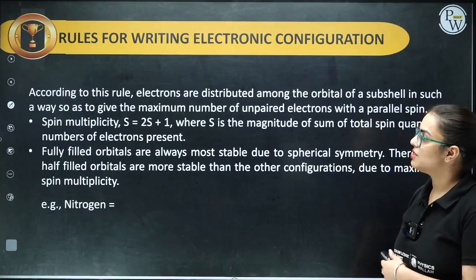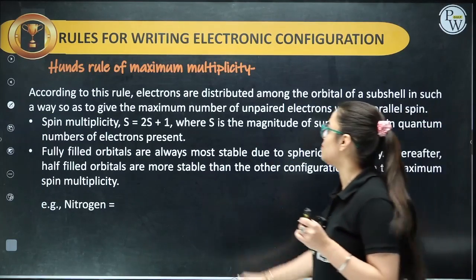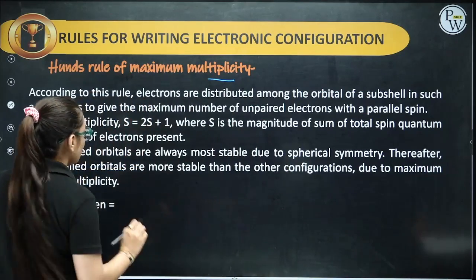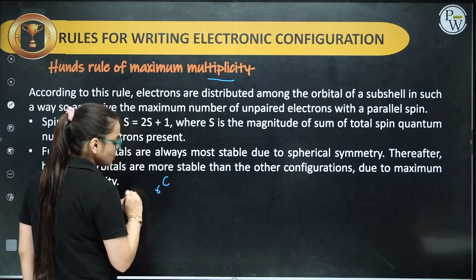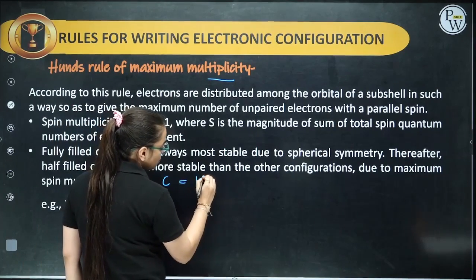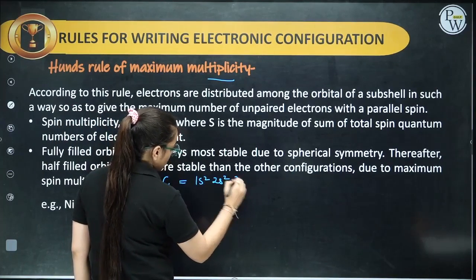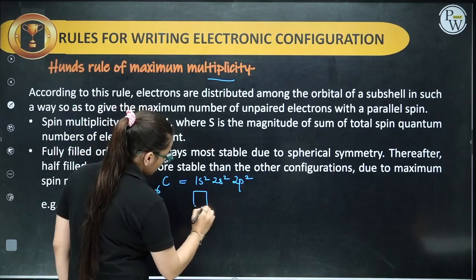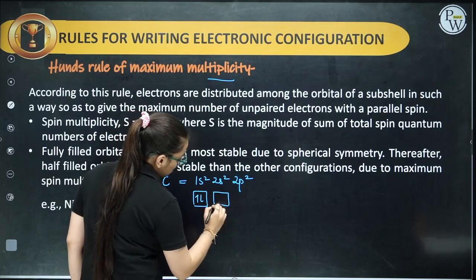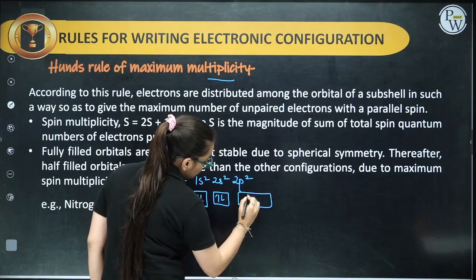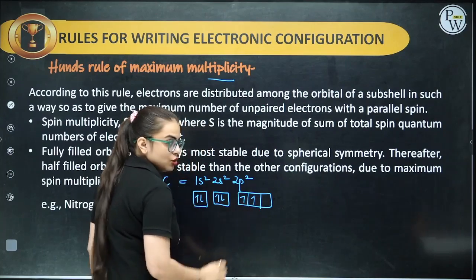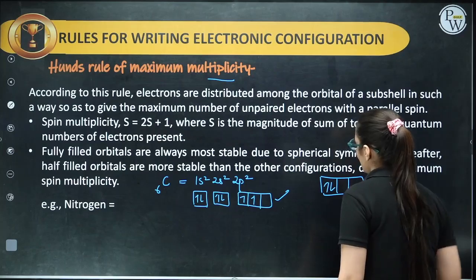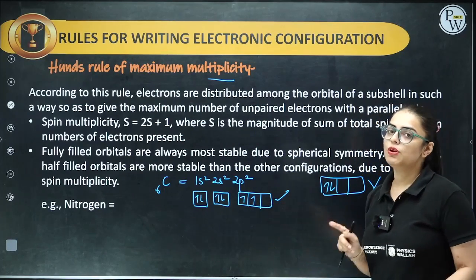Now comes the last one, that is, students, Hund's rule of maximum multiplicity. Hund's rule explains that whenever you are writing any configuration, let us consider carbon. Atomic number is 6, so it is 1s2, 2s2, 2p2. Similarly, 2 electrons in s, 2 electrons in s. Now in p, you have to show 2 electrons, so it is 1 and 2. You have to write it like this. You cannot write in p like this, 1 and 2. This is the wrong way. 1 electron should be filled in each and every orbital.